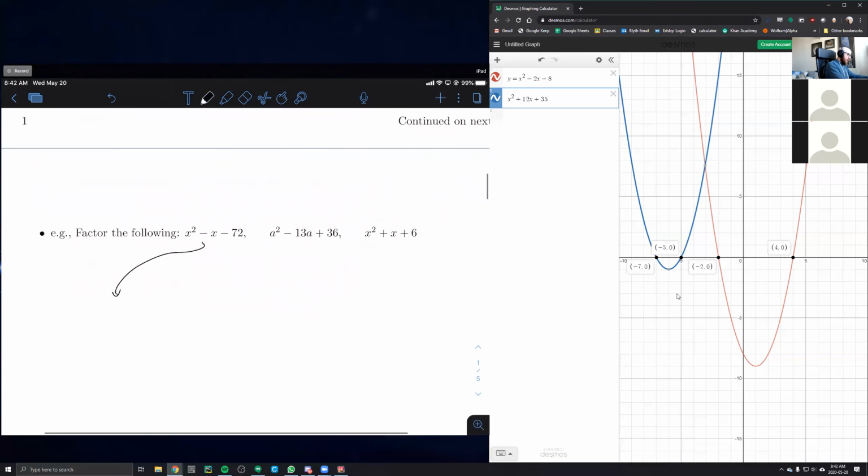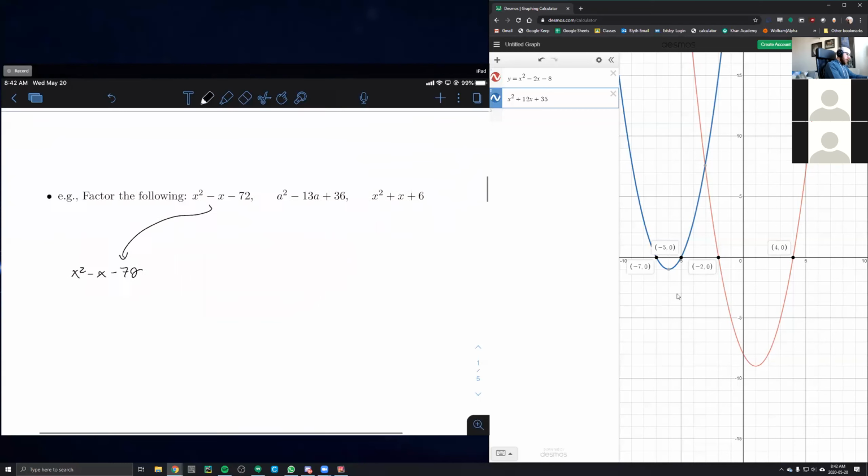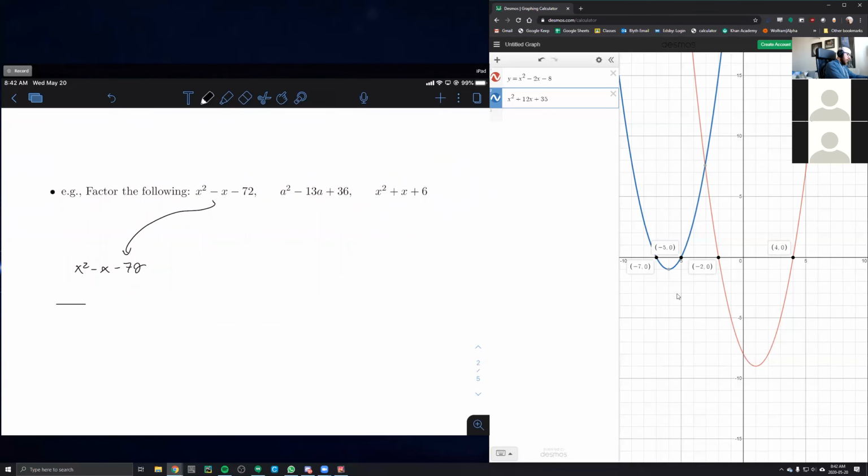So x squared minus x minus 72. So again, we are trying to multiply to get to negative 72. And we are trying to add to get to negative 1. Any ideas?